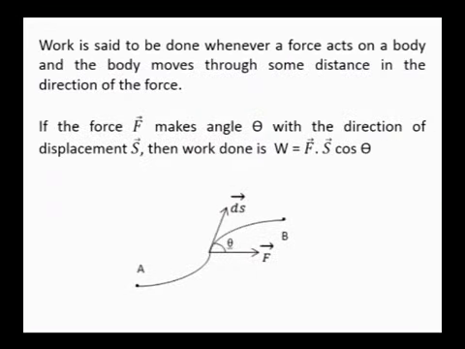So now we shall see some synopsis of work, power, energy. See, work is said to be done when a force acts on a body and the body moves through some distance in the direction of the force. Here force is a vector quantity, displacement of the body is a vector quantity, but the work done is basically a scalar quantity. This work done is force into displacement into cos of the angle between them.